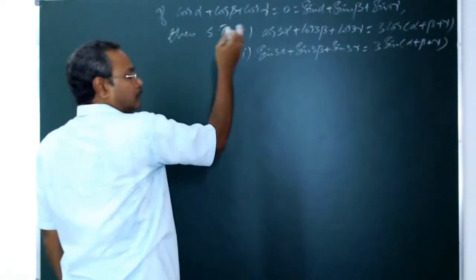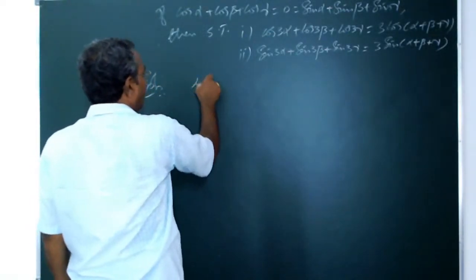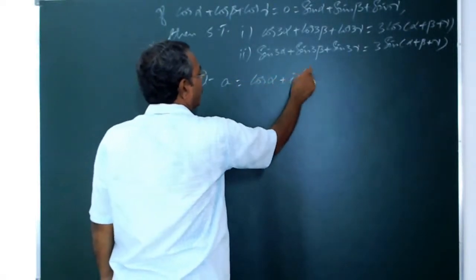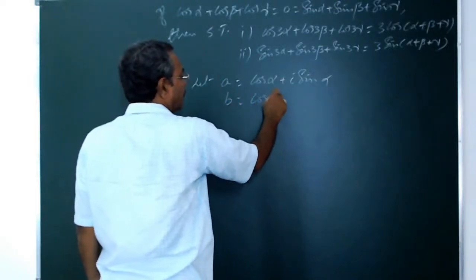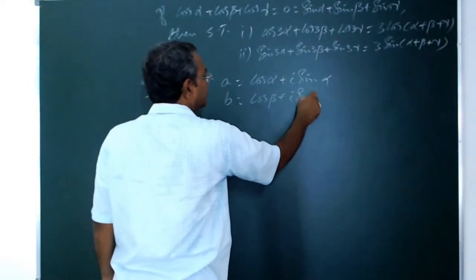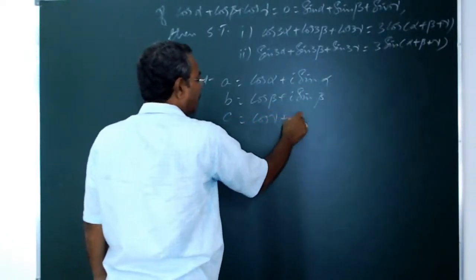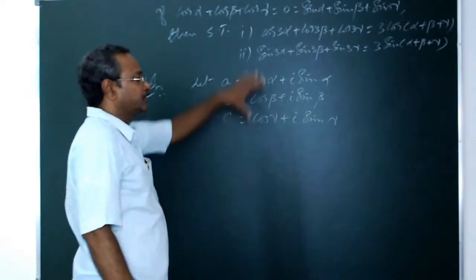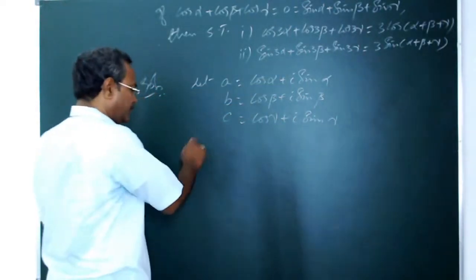So, the solution goes like this. Let A is equal to cos alpha plus I sin alpha. B is equal to cos beta plus I sin beta. And C is equal to cos gamma plus I sin gamma. Let's consider three complex numbers A, B, C this way. Now what is A plus B plus C?